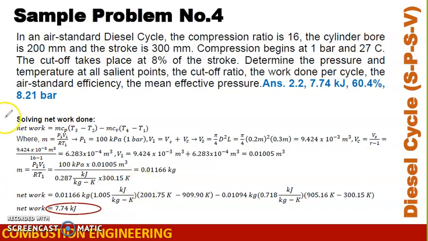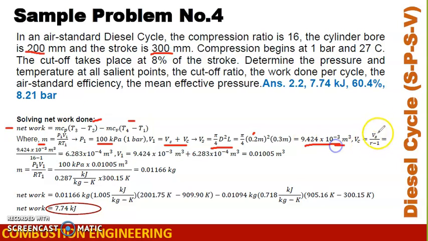For the net work, we use the equation mCp Q in minus Q out. So we need to solve first for the mass. The mass using P1, V1, and T1. For P1, that is 100 kPa, just convert 1 bar to kPa. For V1, that is the swept plus the clearance. For the swept, that is pi over 4 D squared L. So substituting, just convert it to meter cube.